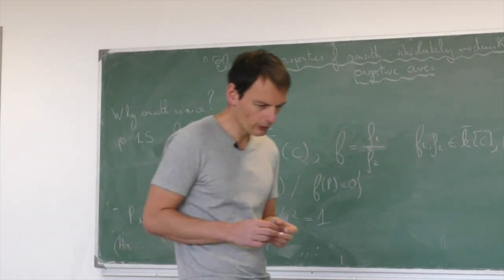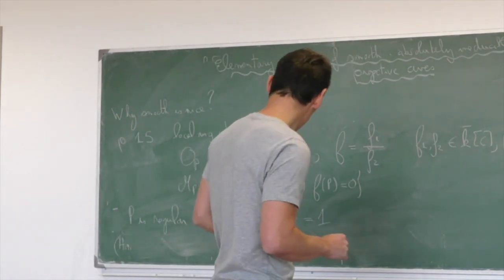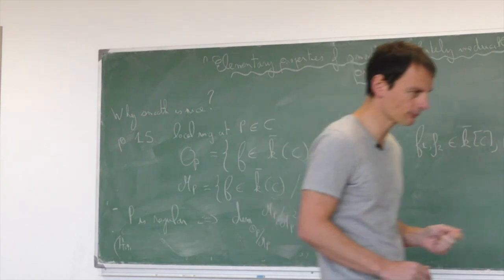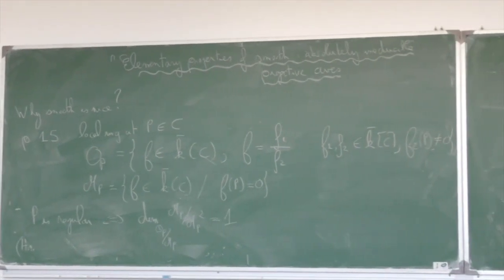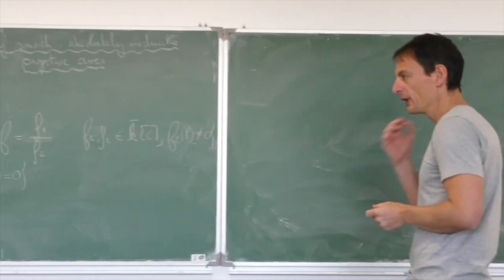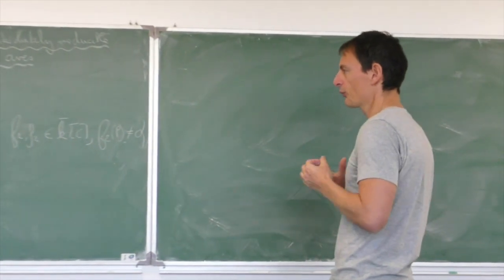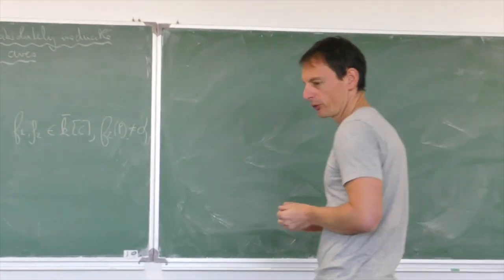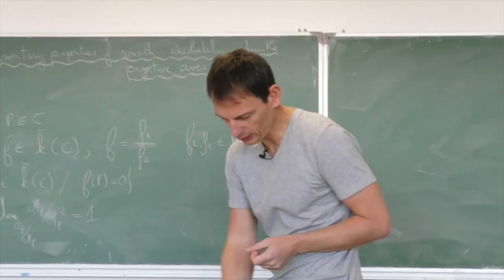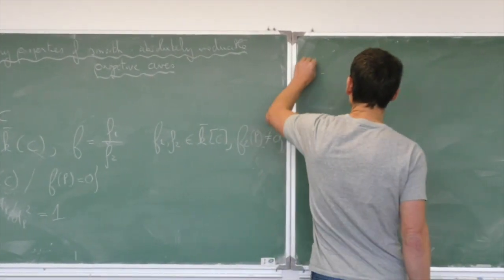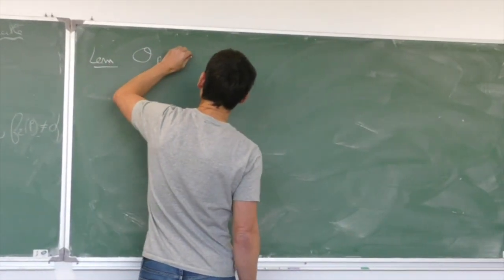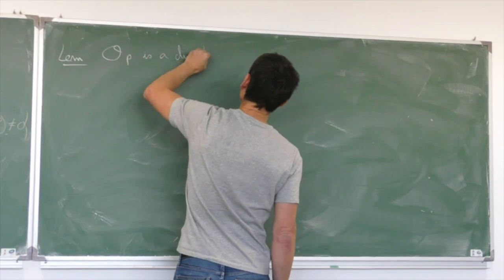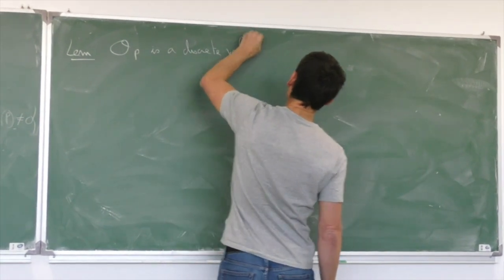And now what we are going to do is a bit of algebra to show that in the case of curves, having this property of the dimension of MP over MP squared equal to 1 is really nice because it gives a lot of structure to the local ring OP. And so what we are going to prove is the following lemma. OP is actually a discrete valuation ring.